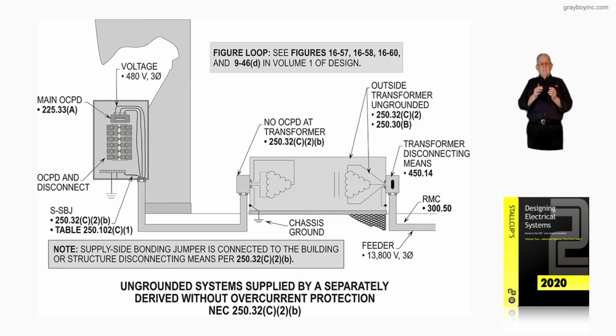So this figure 16-61 is illustrating where there's not an overcurrent device ahead of the conductors from the secondary side of that transformer to the building when the transformer is ungrounded and you're selecting the size of the chassis ground from table 250.102(C)(1) based upon no overcurrent device ahead of the conductors from the secondary to the main in the building.